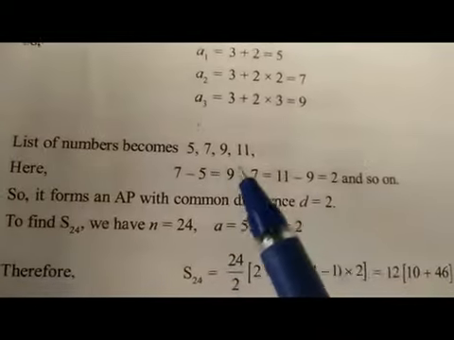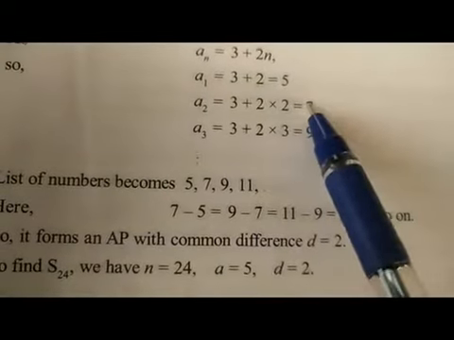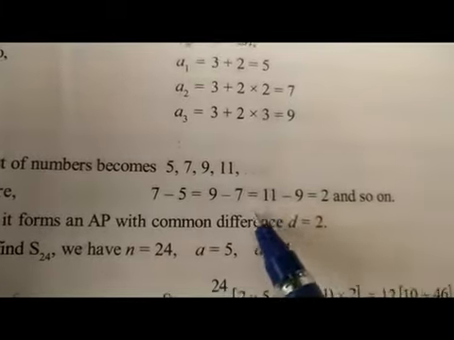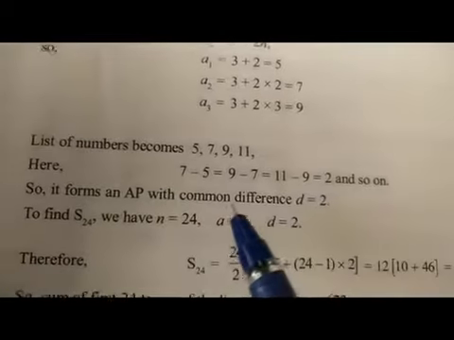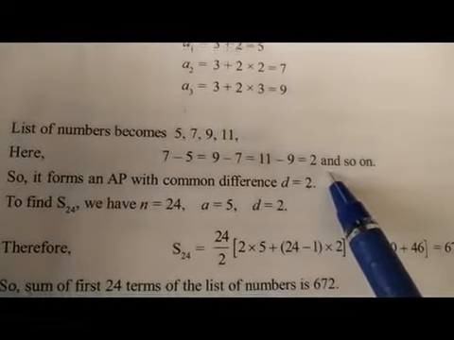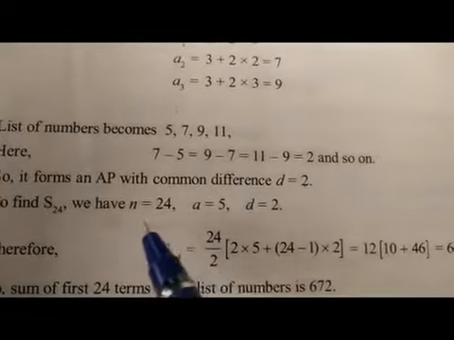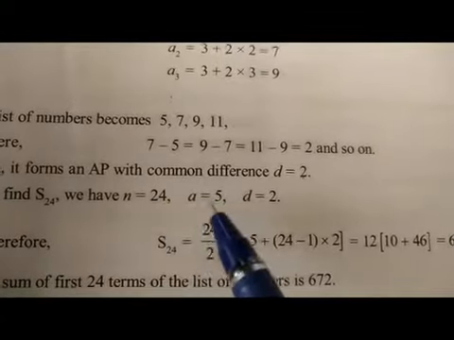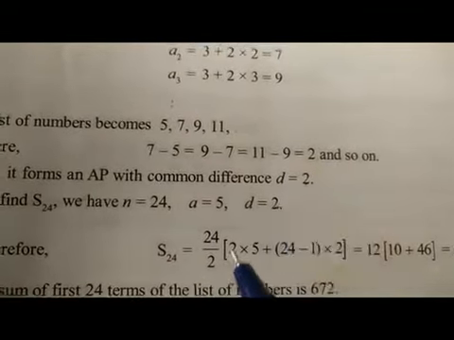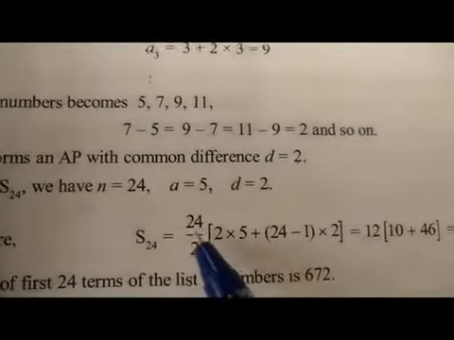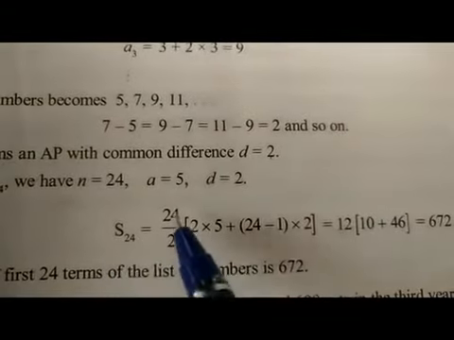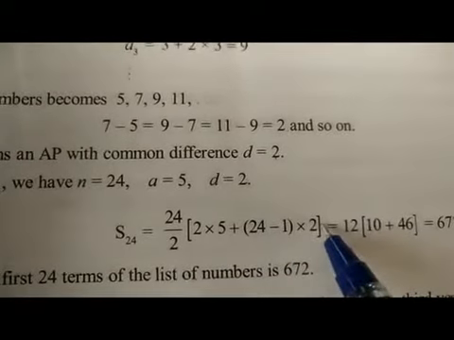So 5, 7, 9: you see the common difference is 7 − 5 = 9 − 7 = 11 − 9 and so on. So the common difference is 2, and it forms an AP. Then n = 24, a = 5, d = 2, and we find S24. Before S24 you should know the formula: Sn = n/2 × (2a + (n − 1) × d).